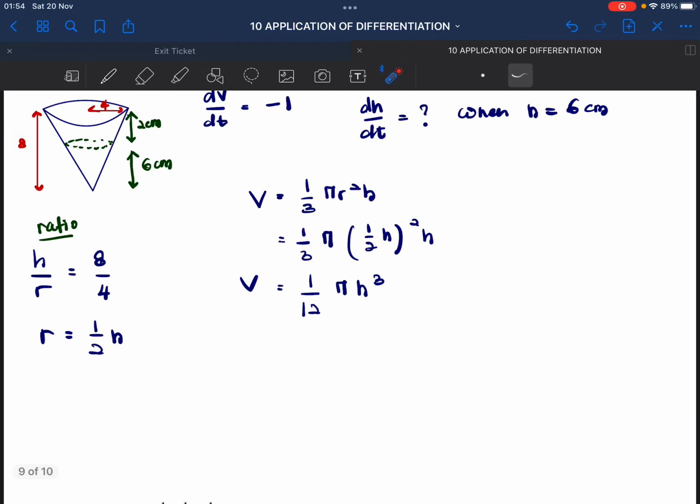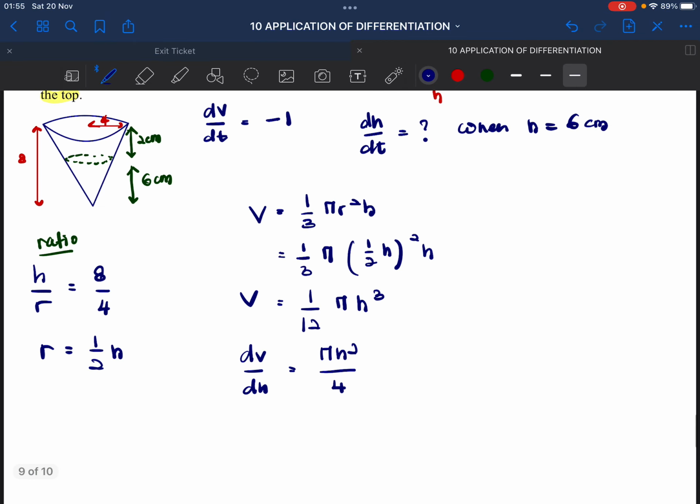So now we can differentiate this, differentiate V with respect to h. So you are going to get pi h squared over 4. Okay, 1 over 12 multiplied by 3, we get 1 over 4. So now we already have everything that we want.